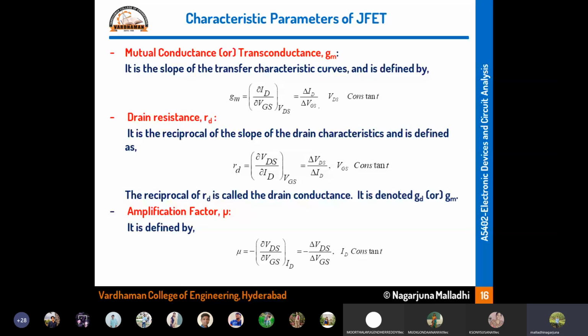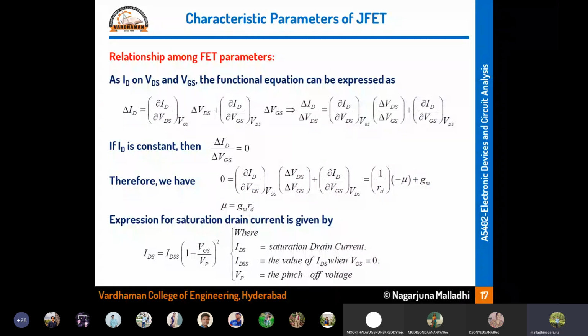Okay, so next, the relationship among JFET parameters is like this. Using Taylor series we can express it. As ID is a function of VGS comma VDS, we can write ID equal to a function of VGS comma VDS. So ID depends on both the input voltage and the output voltage. Using that, as a Taylor series, we can expand the equation like this.